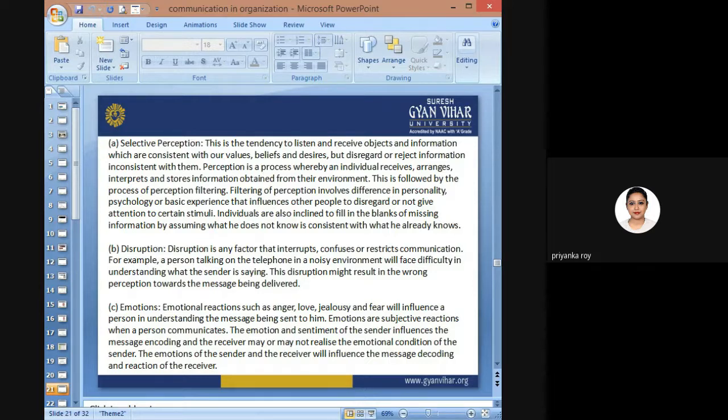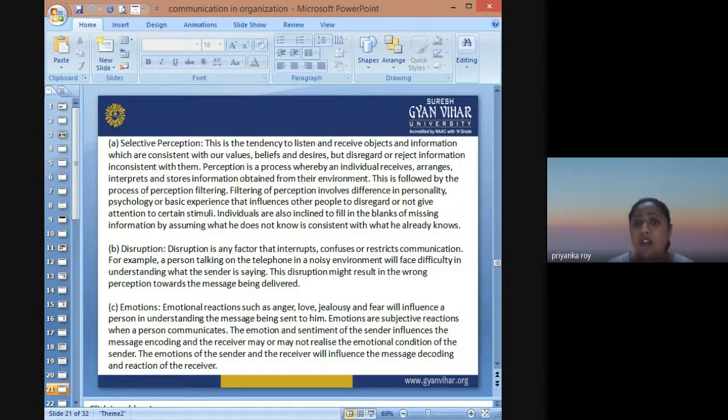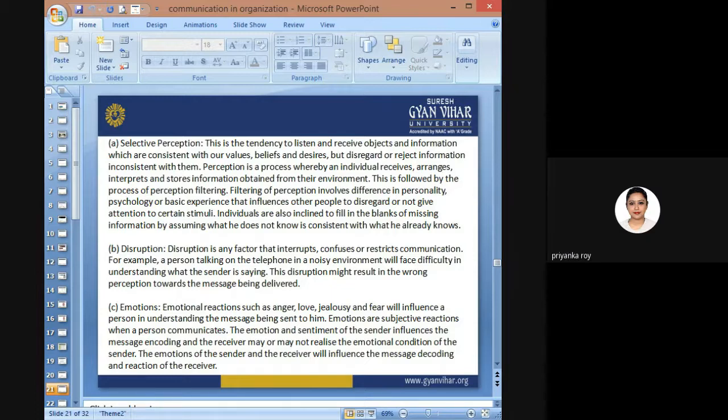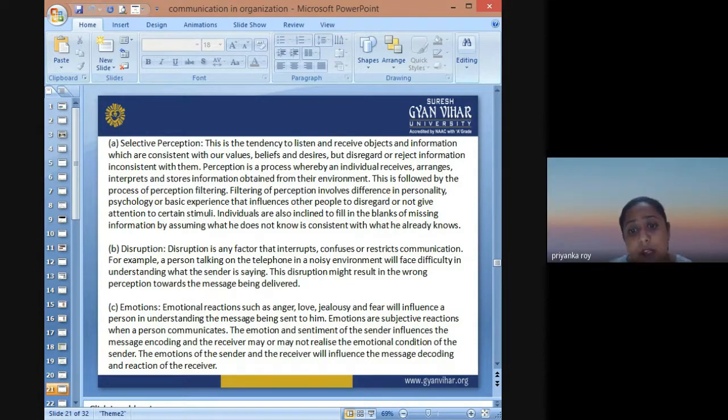Emotions: emotional reactions such as anger, love, jealousy, or fear will influence a person in understanding the message being sent. So emotions are a subjective reaction when a person communicates. The emotions and sentiments of a sender influence the message encoded, and the sender may or may not realize their own emotional condition. So the emotions of the sender and the receiver will influence the coding and reaction of the receivers.